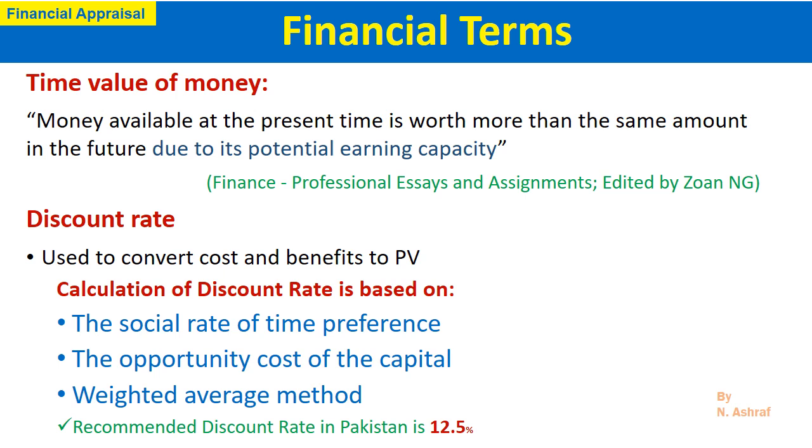What is discount rate? Discount rate basically is used to convert the cost of the projects and the benefits of the projects into present value. Discount rate is calculated on the basis of the following three terms. First one is the prevailing social rate of time preferences, then the opportunity cost of the capital which is involved in that project, then weighted average method. In Pakistan, the recommended discounted rate is taken as 12.5%.